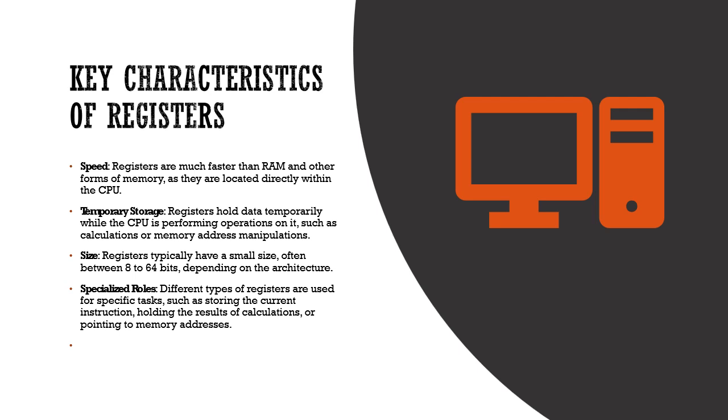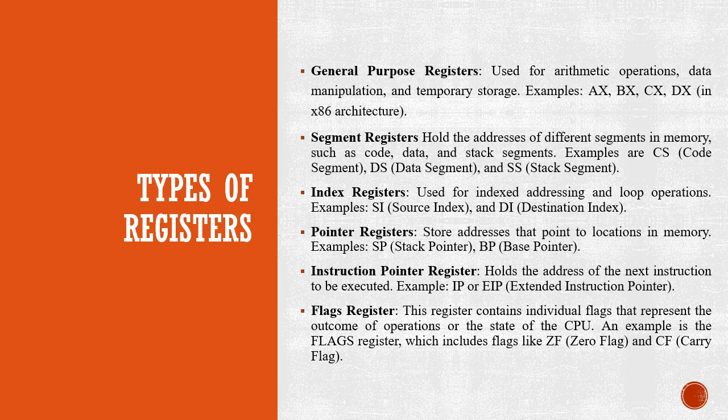That makes them faster. Another thing is that they have special roles. Different types of registers are used for specific tasks, such as storing the current instruction, holding the result of a calculation, and so on, or pointing to other memory addresses. All these are the characteristics of a good register. Next, we are going to be looking at the types of registers. So here are some of the types of registers.